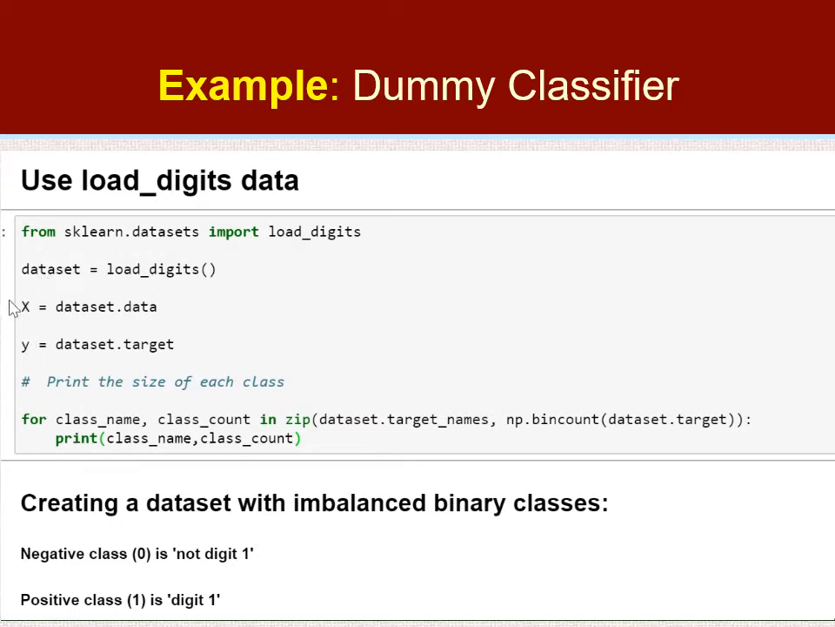Then we're going to define our variables. X is our feature variable or independent variable, which is going to be dataset.data. And y is our target variable, which is basically whether it's class 0, class 1, class 2, etc. Here I want to print out the size of each class. So how many data do we have, for example, how many digits do we have of class 0, how many of class 1, 2, 3, etc.